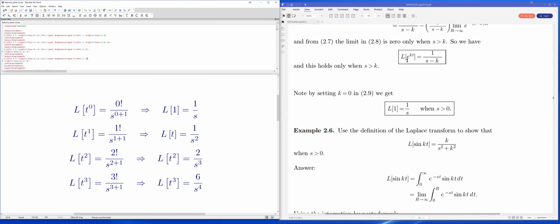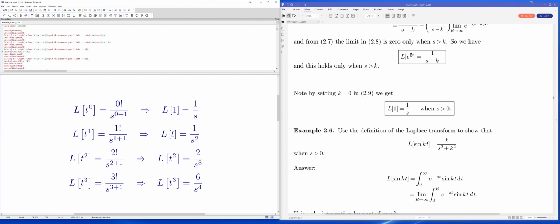So we saw that Laplace of e to the kt is equal to 1 on s minus k, when s is bigger than k. Now this is a general formula, for any real constant small k here. So in particular, what I could do is use small k equal to 0.